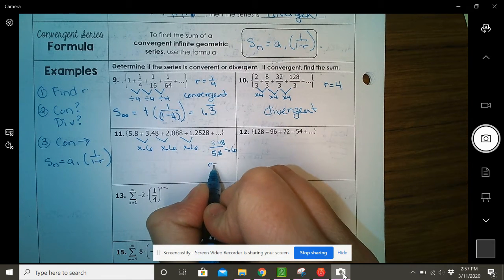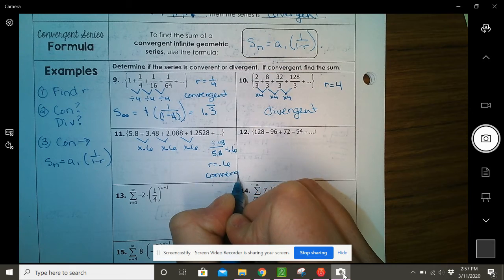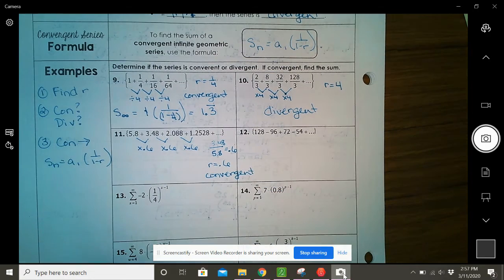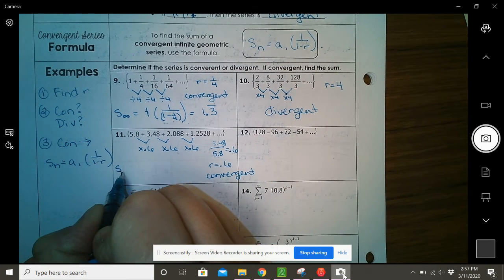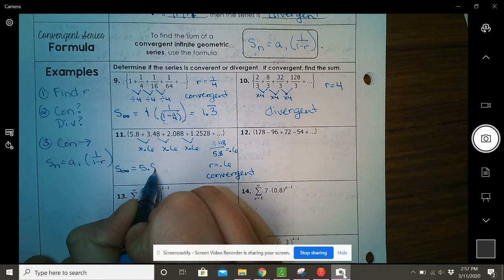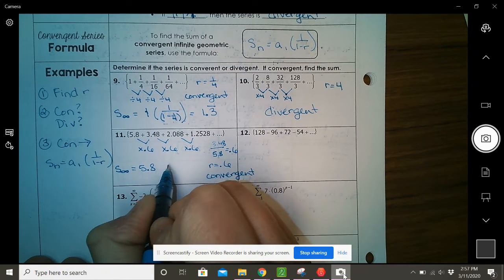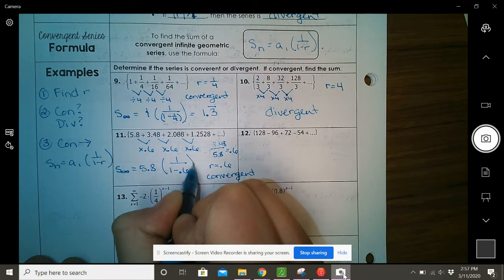Okay, if our r value is 0.6, that is convergent because 0.6 is less than 1, which means I can find a sum. So now I'm going to go over to my formula. The sum of this infinite series starts with 5.8, and we multiply that by 1 over 1 minus the r value.